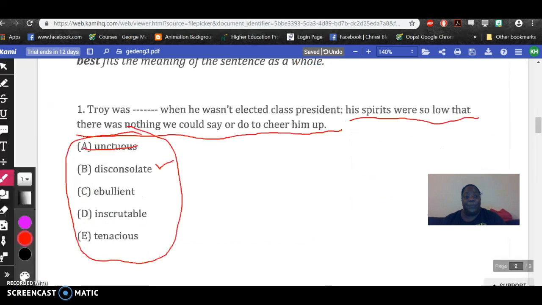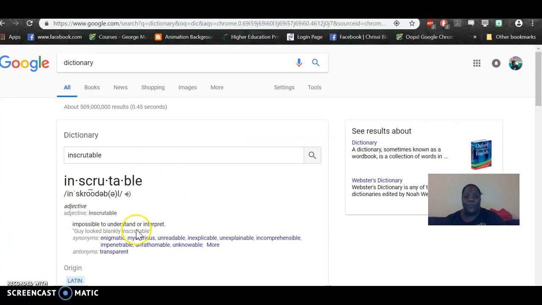Okay. So I'm thinking that automatically that's not going to be the correct word, because again, using our context clues, we can tell that this is not a happy situation, so there's no way he's going to be cheerful, because it says right here that his spirits were so low and down, right? They couldn't cheer him up. So no, that one is totally not going to be it, so I'm going to cross it off, process of elimination. And going over to our next word, inscrutable.